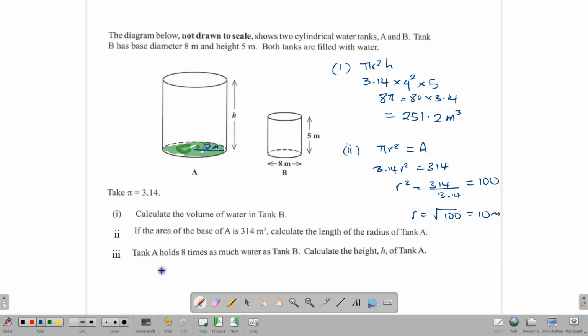The last part, part 3, is to calculate the height of tank A. Now we're told that tank A holds 8 times as much water as tank B, and we're supposed to use that to calculate the volume. So we're going to use the same formula here, pi r squared height, because that is how we calculate the volume of a circular cylinder. So pi r squared height gives us 8 times the volume of tank B, and that means 8 times 251.2.